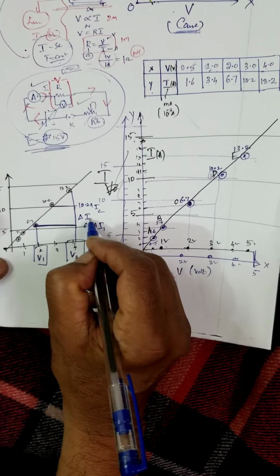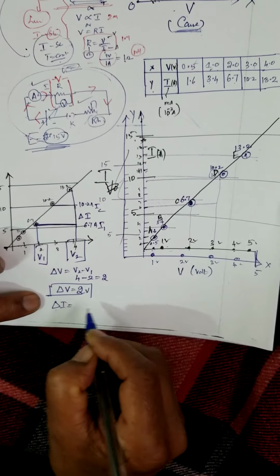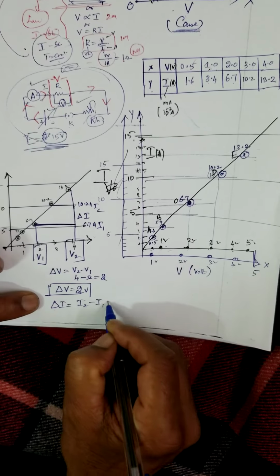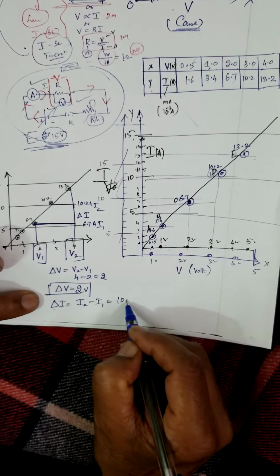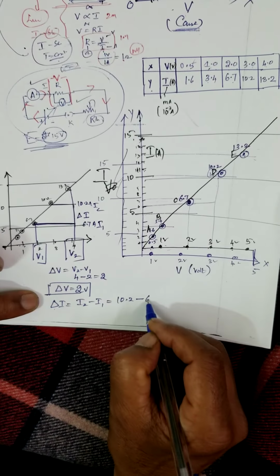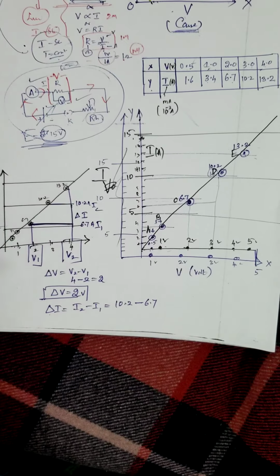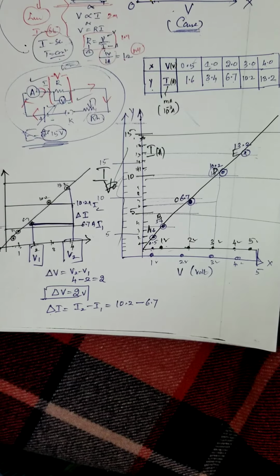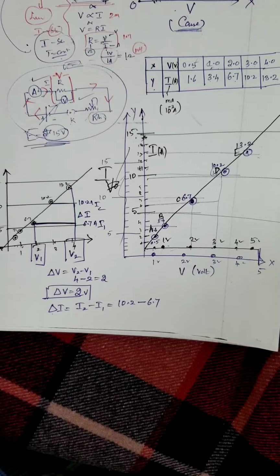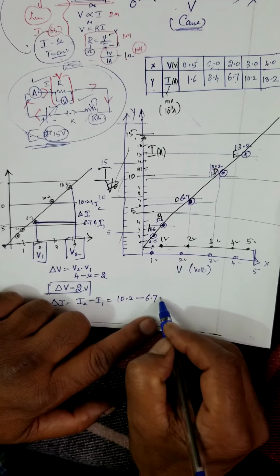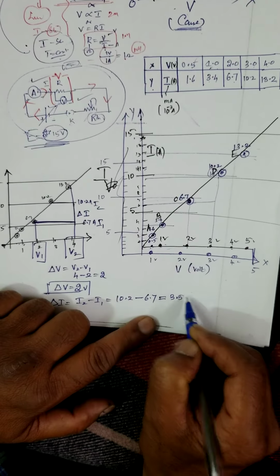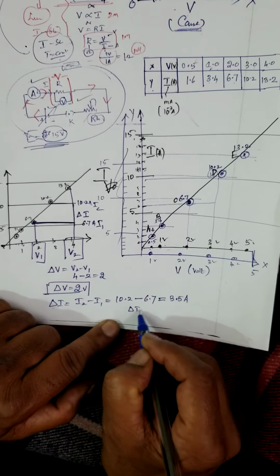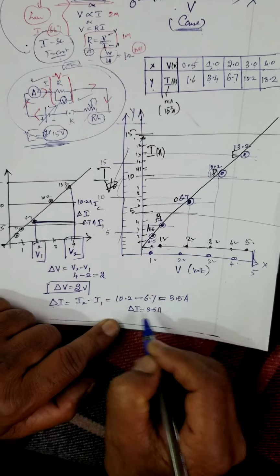This is the difference in current. What is the difference in current? It is I2 minus I1. What is I2? 10.2 minus 6.7 comes around 3.5 ampere. Therefore, the difference in current is equal to 3.5 ampere.